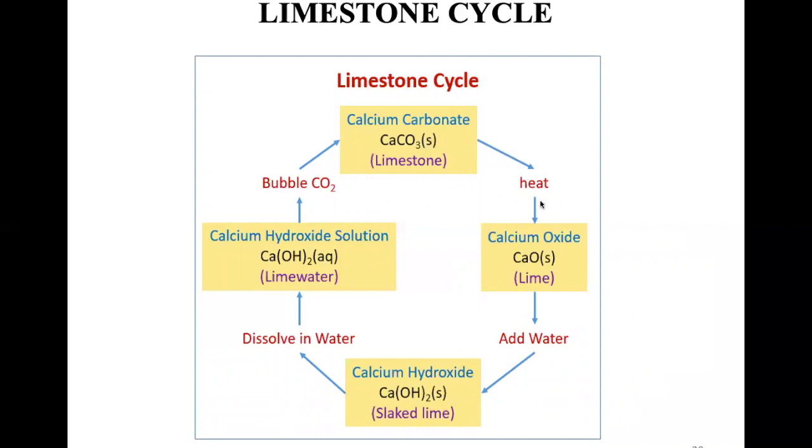When it is heated, what is formed? Calcium oxide is formed along with the release of carbon dioxide gas. This calcium oxide is called lime.